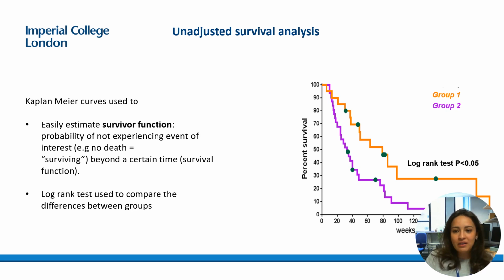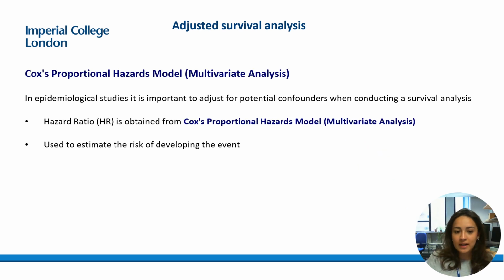However, this is not very informative and it's not very useful when we use large epidemiological studies where there could be potential confounders and covariates that need to be considered that may be affecting our results. So this is where an adjusted survival analysis comes in. For this multivariate analysis, we usually use a Cox proportional hazard model.